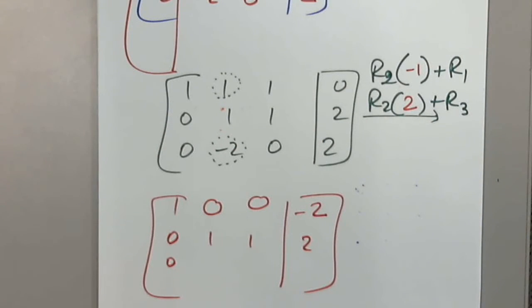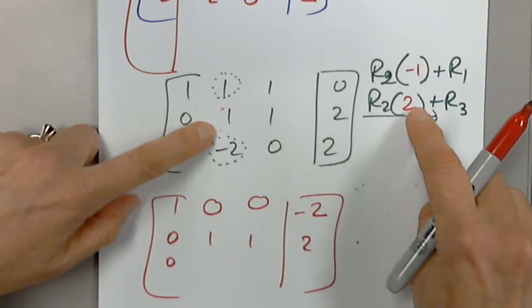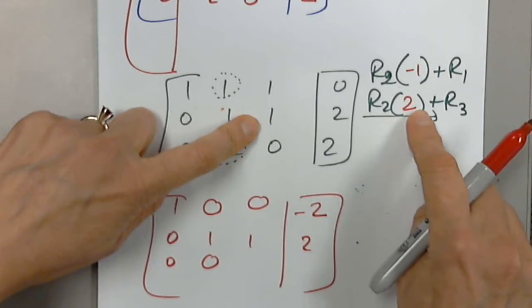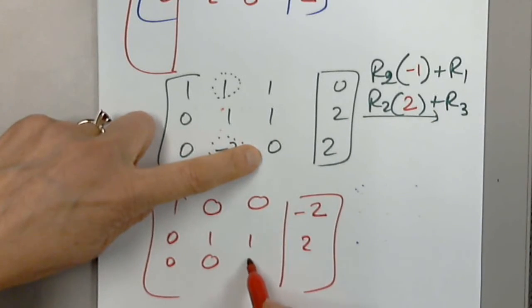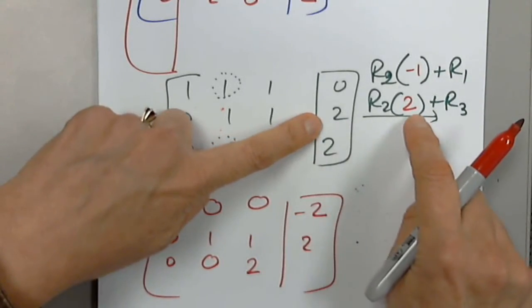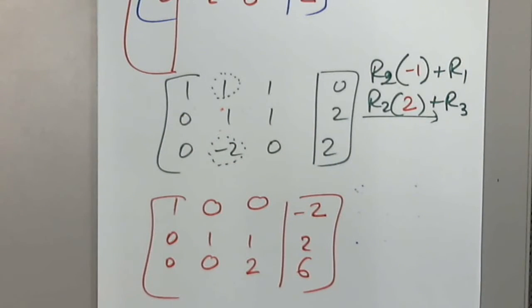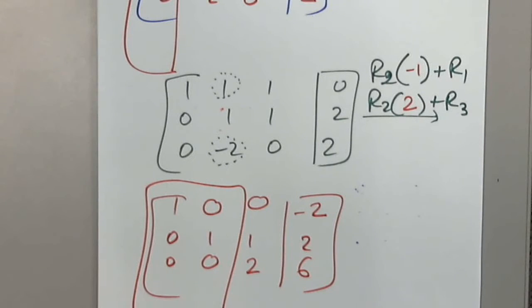Very good. Awesome. 1 times 2 minus 2. 1 times 2 plus 0. 2 times 2 plus 2. Done. Those two are carved in stone. No one can change those.